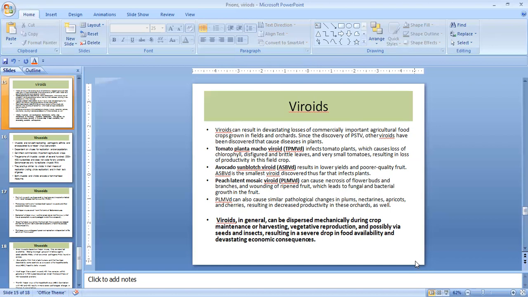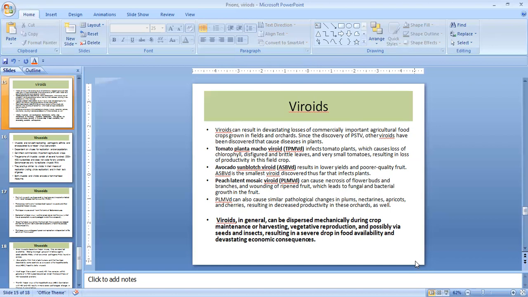Then peach latent mosaic viroid. It causes necrosis of the flower buds and branches and wounding of the ripened fruit, and that infection also causes certain fungal and bacterial growth in the fruit.